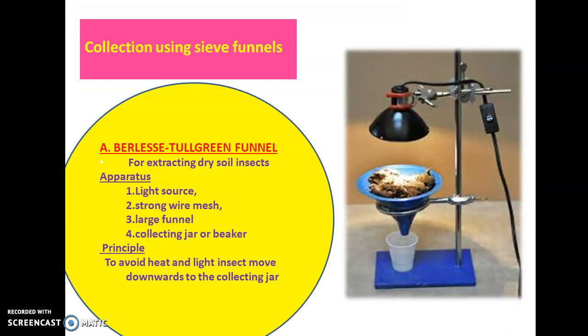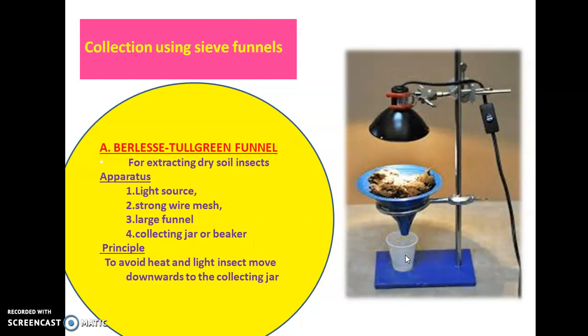Then by using sieve funnels. Sieve funnels are generally used for collecting soil organisms, and here we employ 2 different types of apparatus. First one is called the Berlese-Tullgren funnel, and the other I will discuss later. What is meant by Berlese-Tullgren funnel? This is an apparatus generally used for extracting dry soil insects. The apparatus consists of a light source, then a strong wire mesh, here you can see, and a large funnel. This is a funnel, and a collecting jar or beaker.